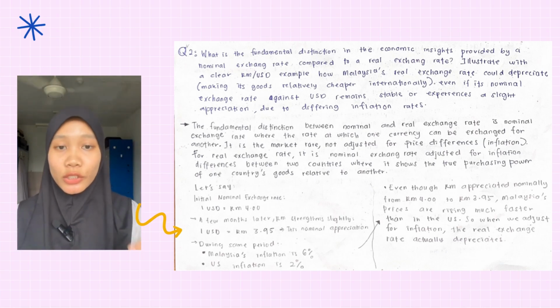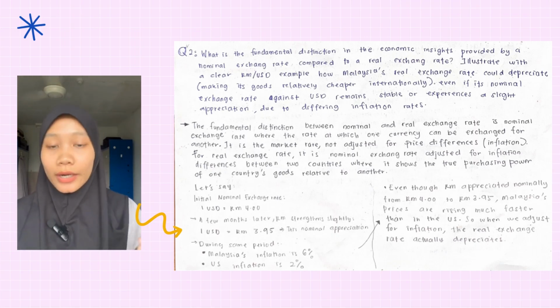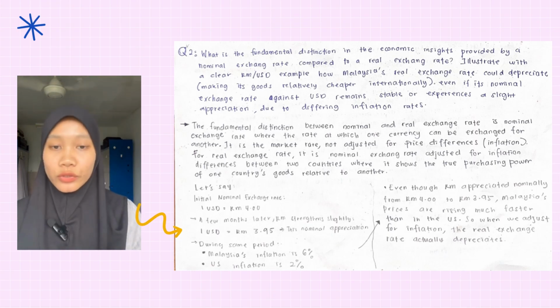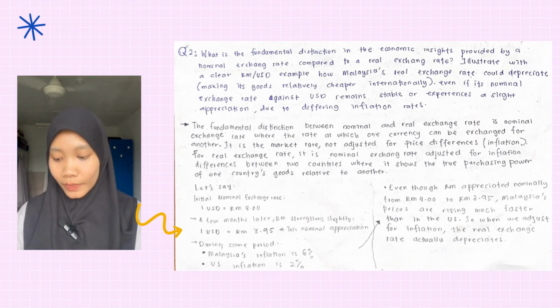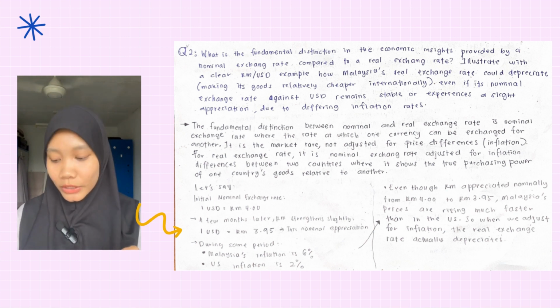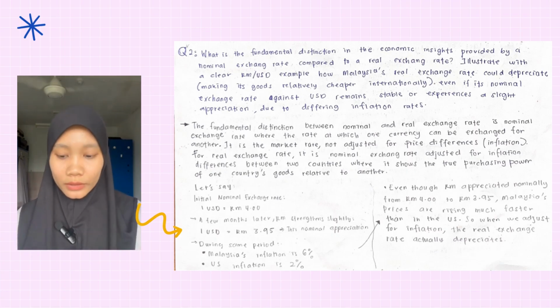Let's say the initial nominal exchange rate is 1 USD equals RM4. So a few months later, RM strengthens slightly, where 1 USD equals RM3.95. So this shows that this nominal rate is an appreciation. Okay, during the same period, Malaysia's inflation is 6% and US inflation is 2%.